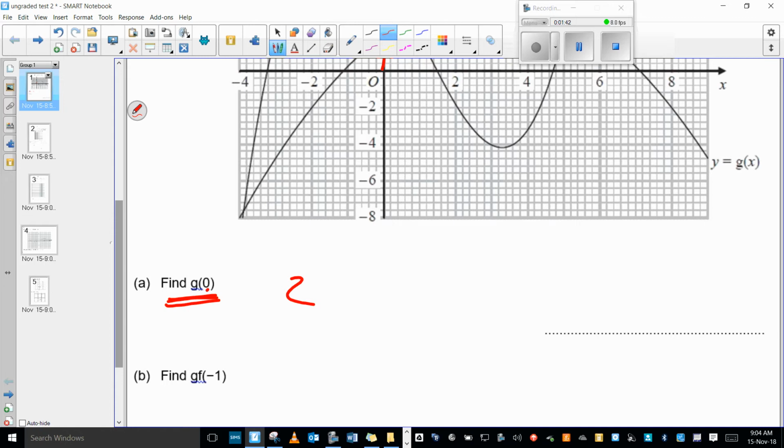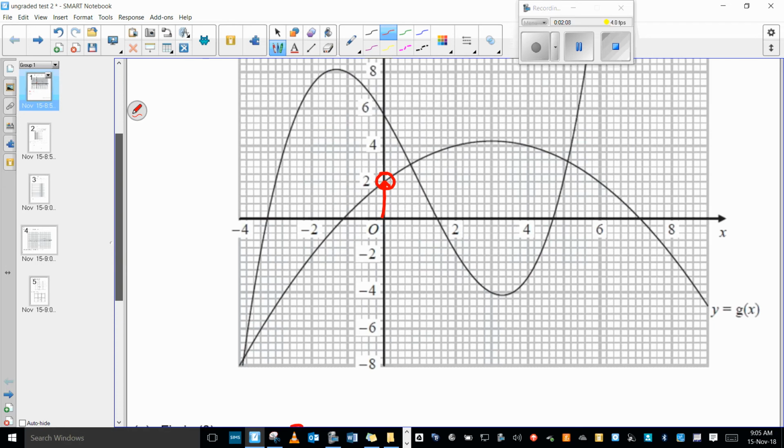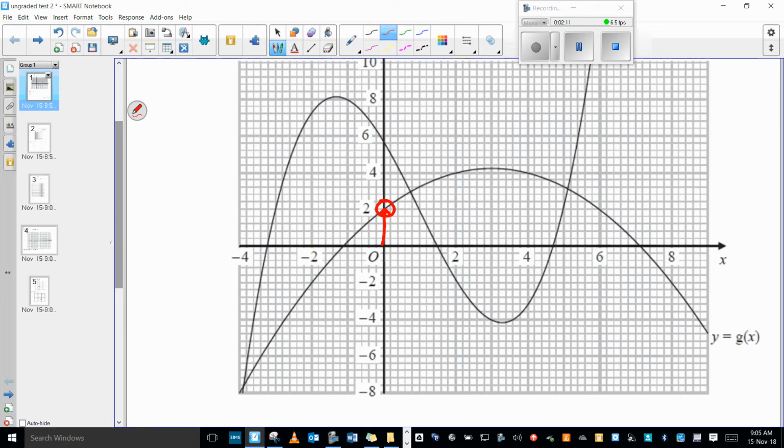Find gf(-1). It's a composite function. Which of these two functions do we deal with first? f. Okay, so we're going to do a similar thing. We're going to stick -1 into the function. We'll find out the value of the f function when x is -1 first of all. So when x is -1, we're going to have a look to see what the value of the f function is.